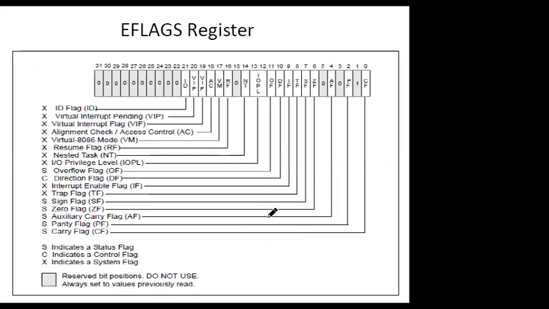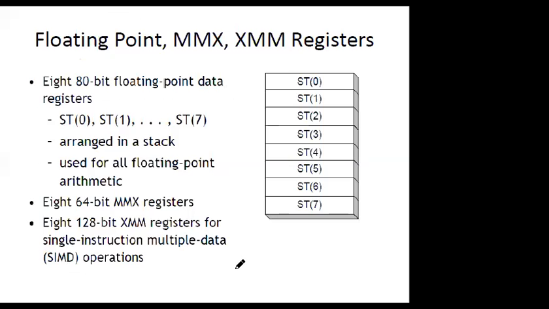These are the flag registers in case of the IA32 architecture. As we can see, it's a 32-bit flag register. Flags, as was mentioned in case of the 8086 architecture, are used to talk about the status of the data. We are not doing data transfer or data manipulation, but flags just indicate the status of the data. So, after flags, let us talk about floating point, MMX, and XMM registers.